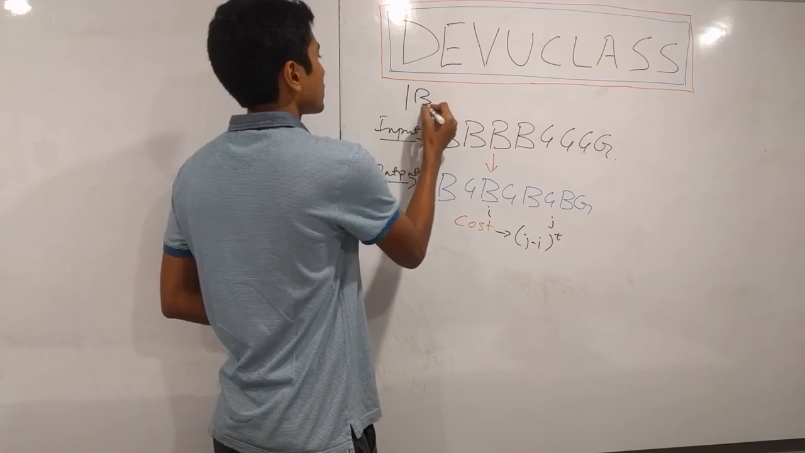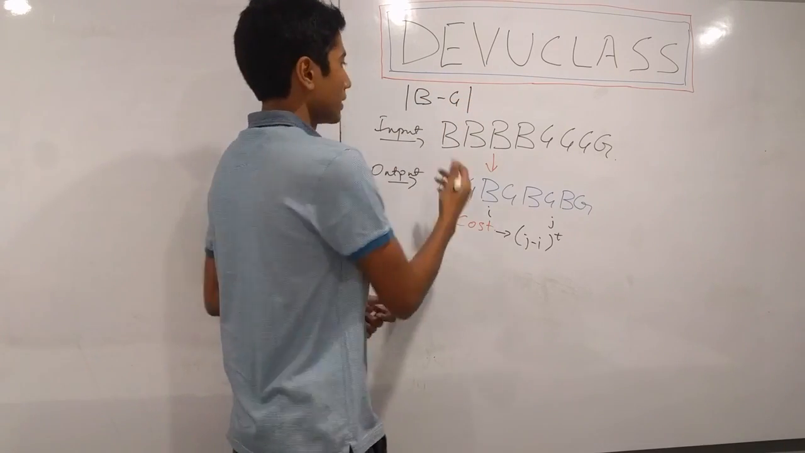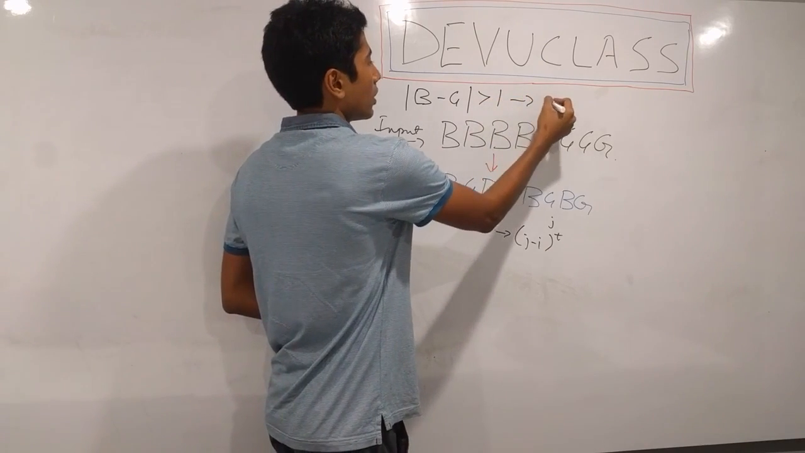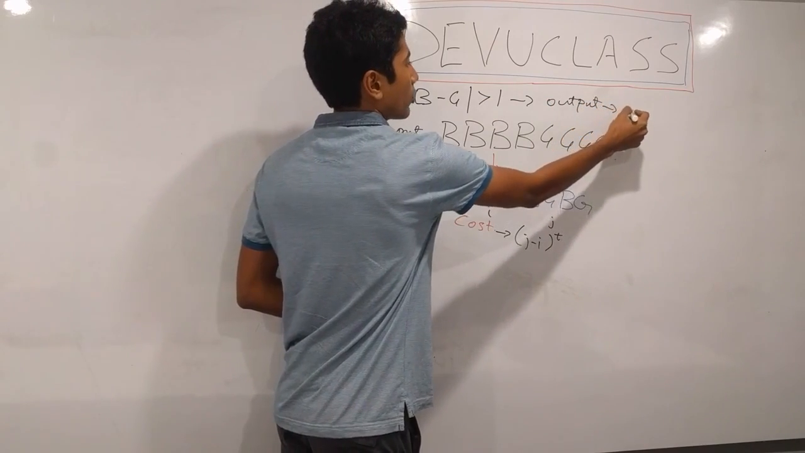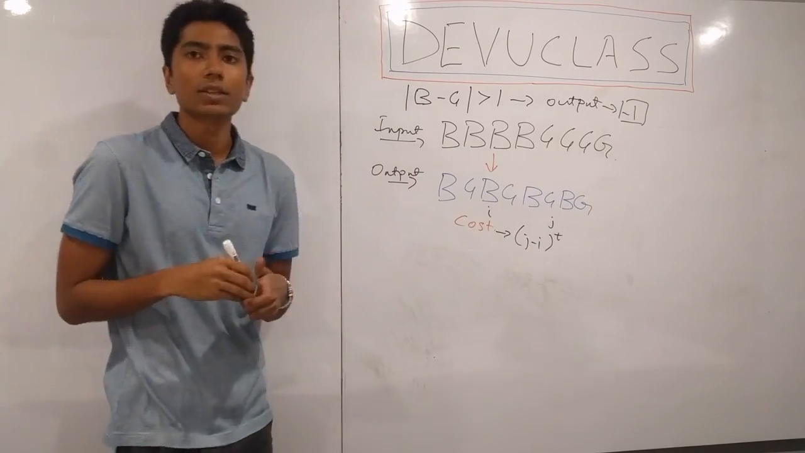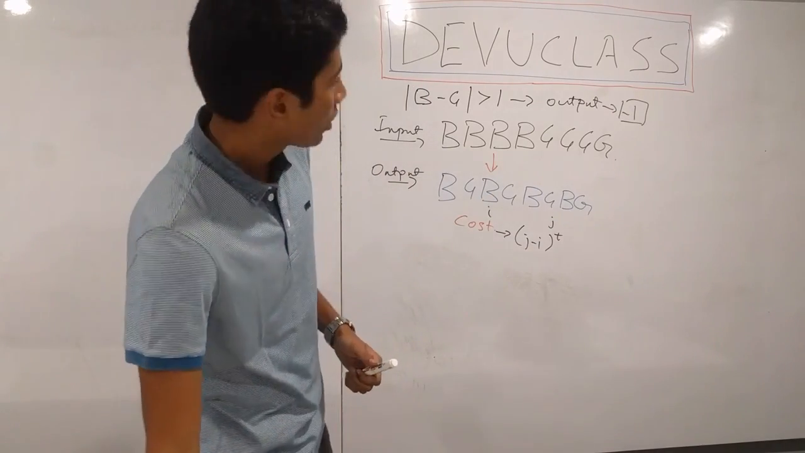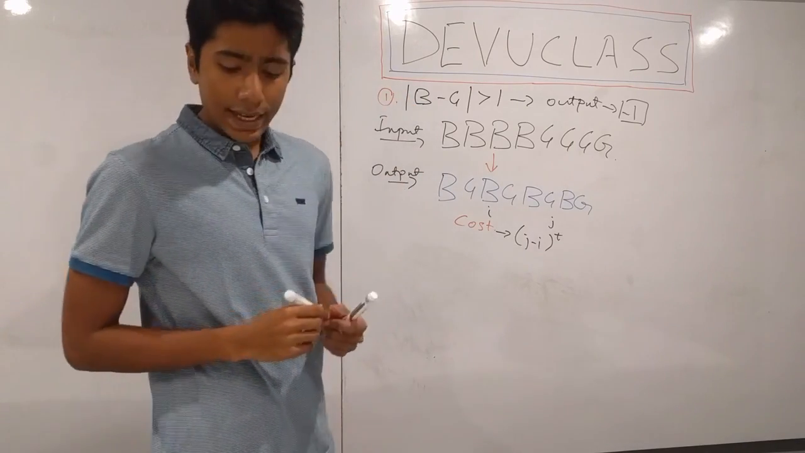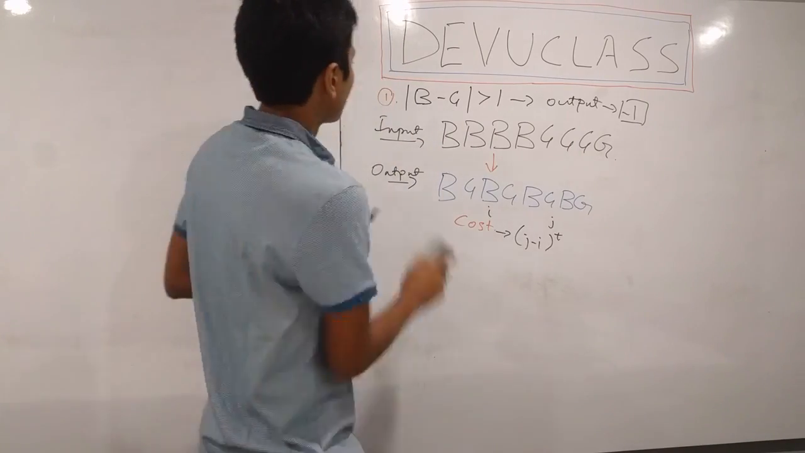If the absolute difference between the number of boys and number of girls in this string is greater than 1, then output impossible. So output in this question is minus 1. If you output minus 1, it's considered impossible to do. We have the first scenario out of our way. The second scenario, let me just drop this off.